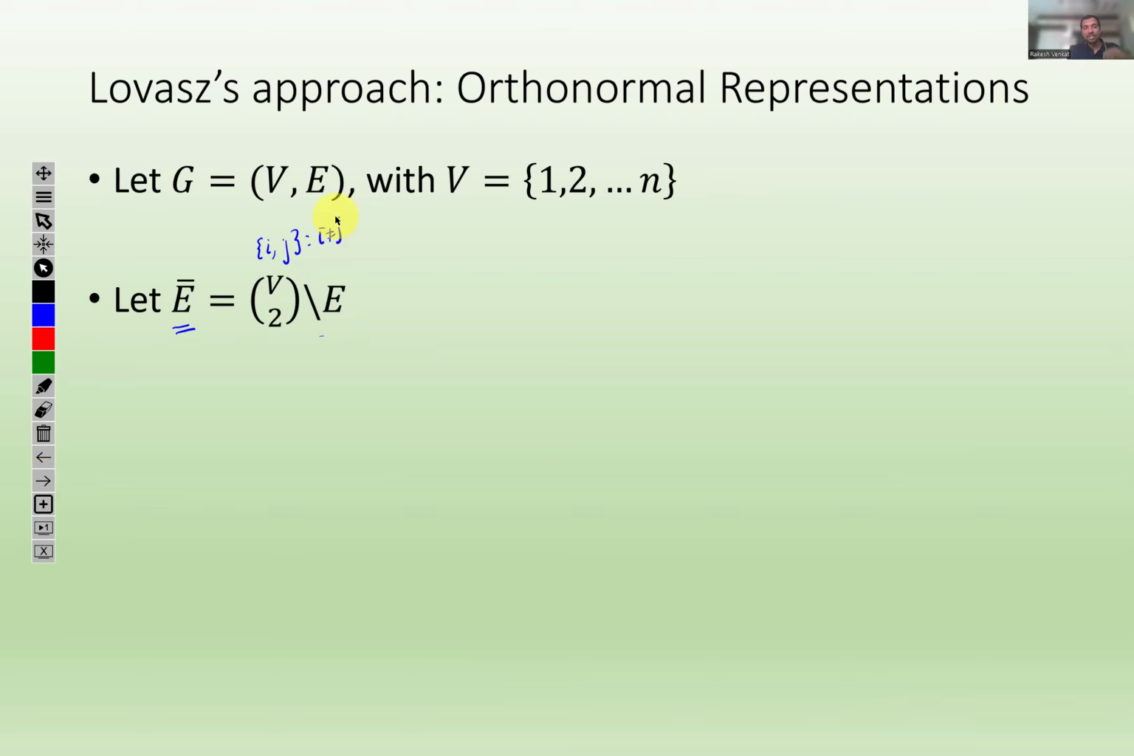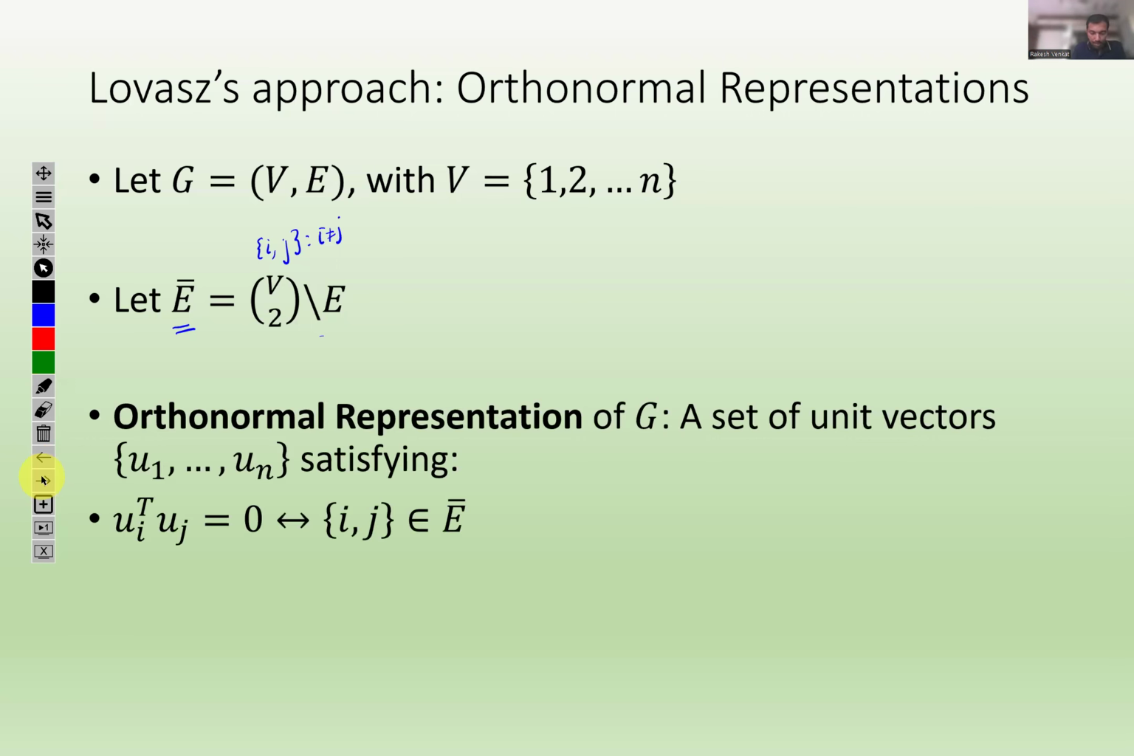Okay, so basically this is like the complement graph of G. If I look at E bar, so what is an orthonormal representation? Now, once I state this, it will look like it's coming out of thin air, but there is actually some motivation for it, and it will become clearer as the slides progress.